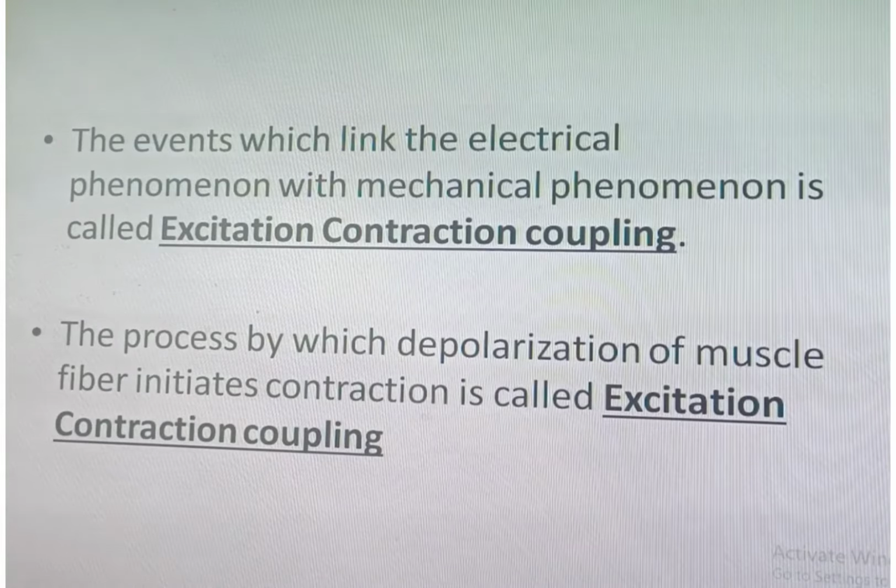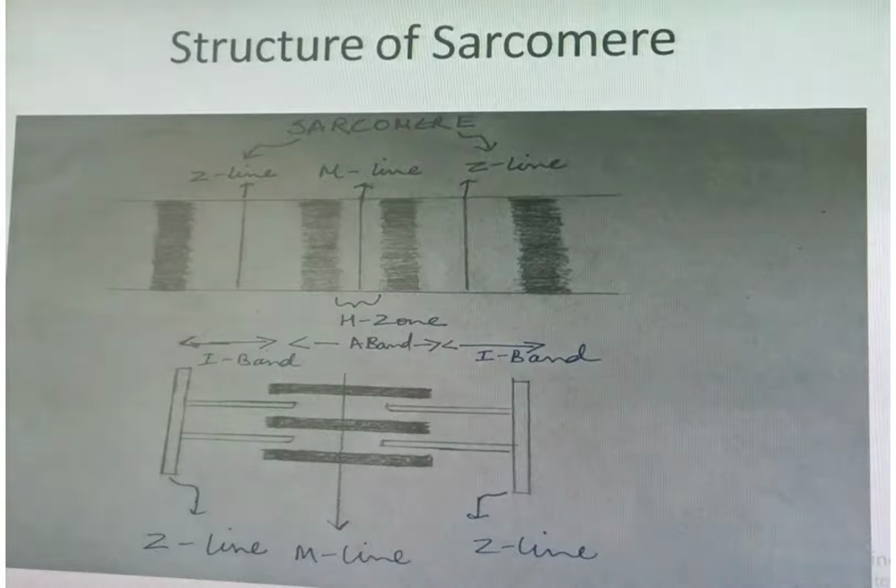The events which link the electrical phenomenon with the mechanical one are called excitation contraction coupling. The process by which depolarization of the muscle fiber initiates contraction is called excitation contraction coupling. So these are two basic definitions of excitation contraction coupling.